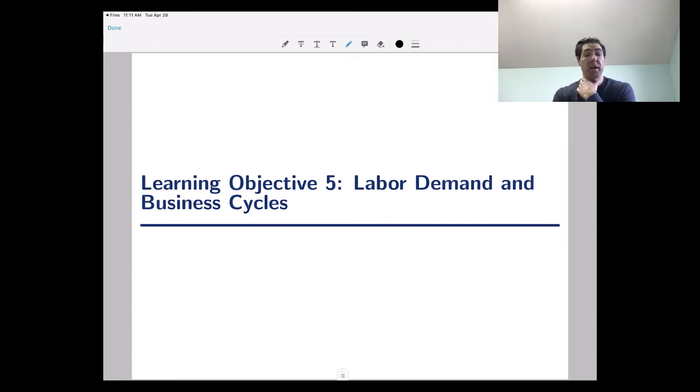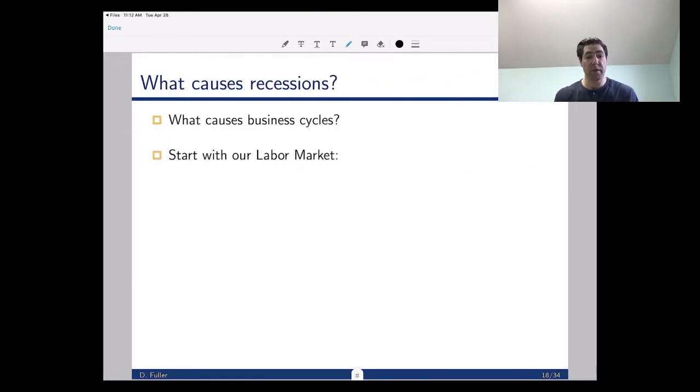Okay, so learning objective 5 is to look at labor demand and business cycles. And this is really going to be the key driver that we examine for explanation of what is driving business cycles. So what causes business cycles to happen? We're going to start and explain this pretty much exclusively via the labor market. That's going to be the main driver. So what causes business cycles?